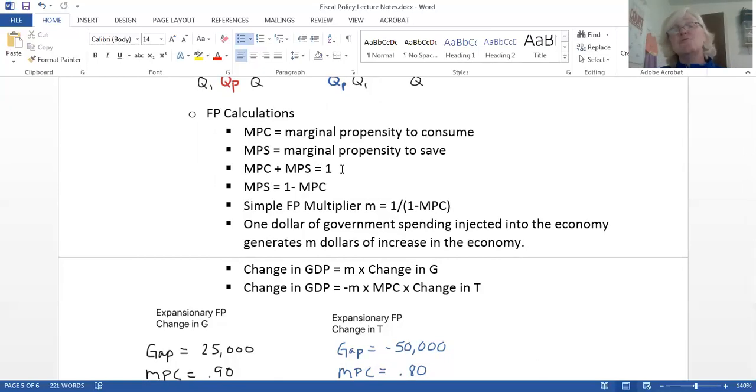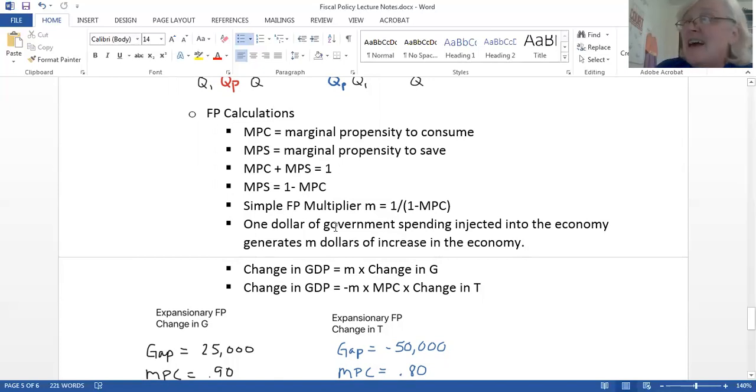As long as you know either the MPS or the MPC, you can find the other one, just subtract from 1. If the MPS is 0.25, that's going to tell you intuitively the MPC is 0.75. If I'm saving 25%, the only other thing I can do is spend the other 75%. So the MPC is 0.75.